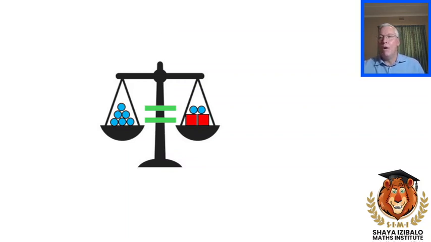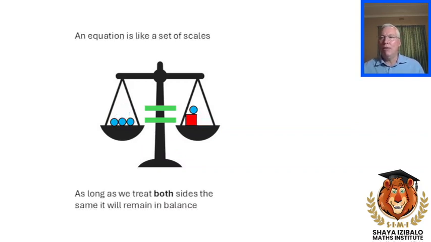If we were to add 1 ball to the one side and not to the other side, it would not remain balanced, okay? It would lose its balance. We need to do the same thing to both sides. Another thing we could do is we could remove half from each side. Now on the left-hand side, there are 6 blue balls. If we take half of them away, we'll be left with 3. And if we take half away from the right-hand side, in other words, we would need to take 1 blue ball away and 1 red box away. Would it remain balanced? Of course it would remain balanced. All right, an equation is just like a set of scales. As long as we treat both sides the same, it will remain in balance.